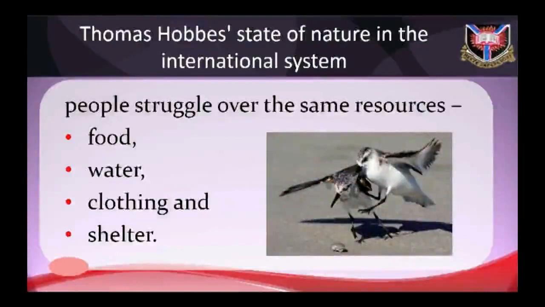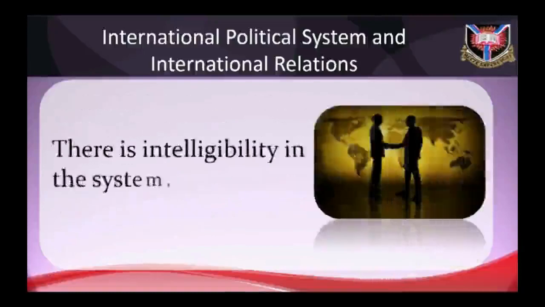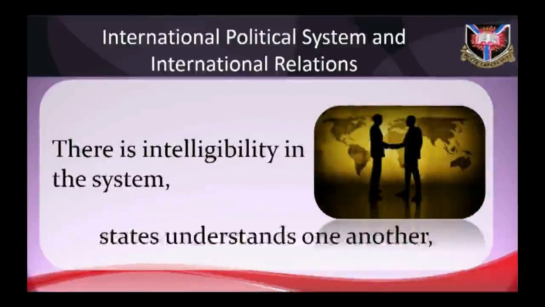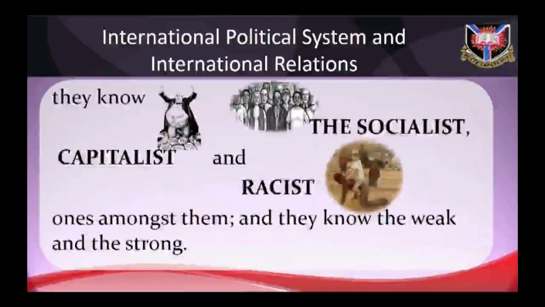However, another view disagrees with the above negative painting of the international system. It is argued that there is an international system because, first, there is intelligibility in the system. States understand one another. They know the socialists, capitalists, and racist ones among them, and they know the weak and the strong ones.